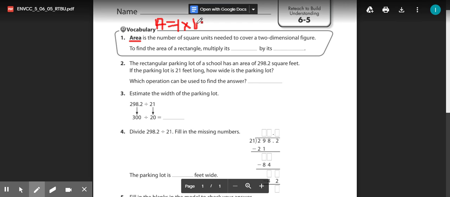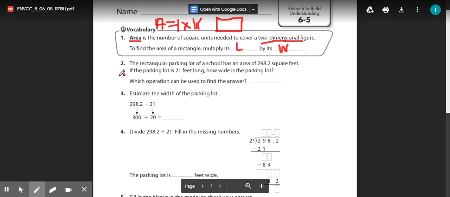Okay. There's another word in here, two-dimensional. A two-dimensional figure is just like a regular figure that we would see. So a two-dimensional would be a regular rectangle. So if I drew a rectangle that looked like this, that would be a two-dimensional figure. So to find the area of a rectangle, multiply its blank by its blank. So what do we multiply when we are doing the area formula? We multiply its length by its width. Okay, I'm going to put L and W for length and width.